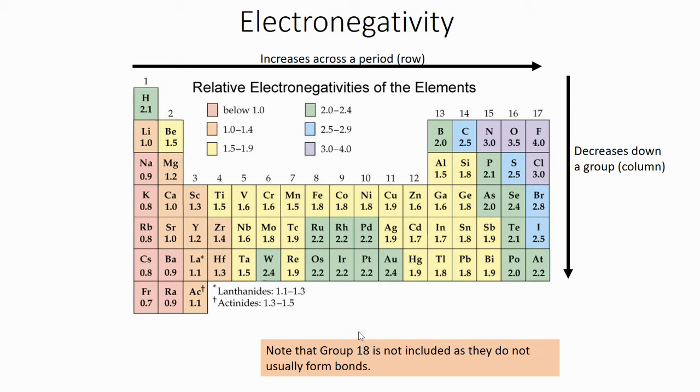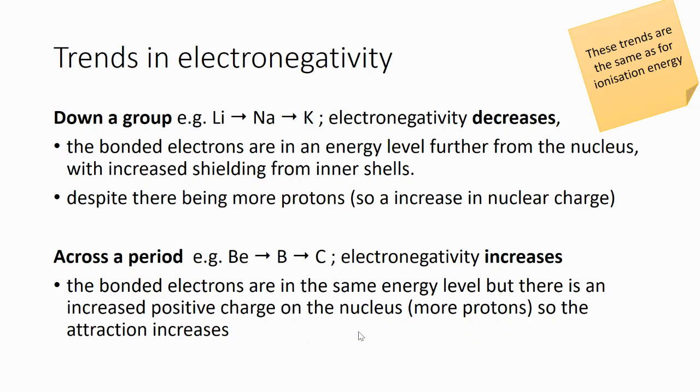So you can see that oxygen, nitrogen, and chlorine all have similar electronegativities because they're pretty close to fluorine. You just need to remember the trends. It increases across a row and decreases down a column. Down a group or a column, for example, as you go from lithium to sodium to potassium, electronegativity decreases. This is because the bonded electrons are in an energy level further from the nucleus, with increased shielding from inner shells. This is despite there being more protons and therefore an increase in nuclear charge.